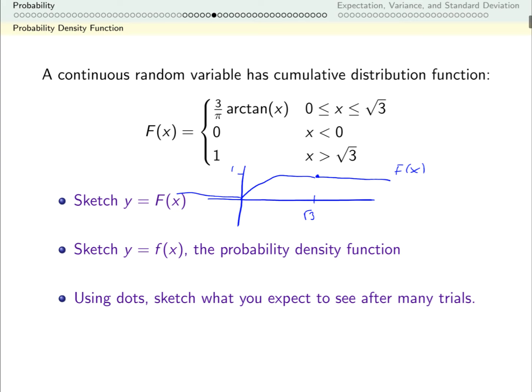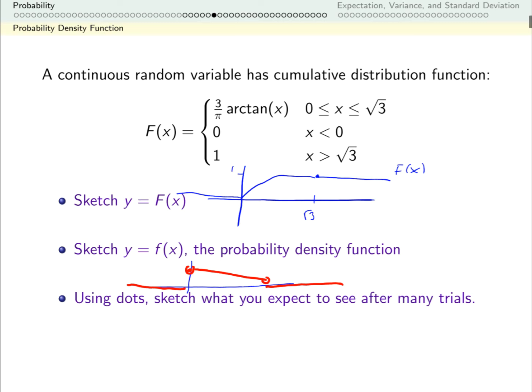The probability density function is just the derivative of the cumulative distribution function. On the left, my cumulative distribution function is flat, so its derivative is 0. Also on the right, its derivative is 0. On this interval, it's a flat line. Flat lines have derivative 0. In between, at the origin, it's got some positive slope, and that slope decreases until root 3. So our probability density function is going to look something like this. Again, it's just the derivative of the cumulative distribution function.